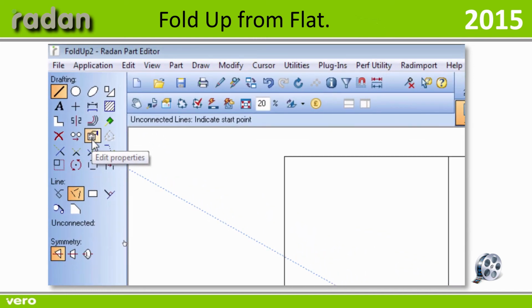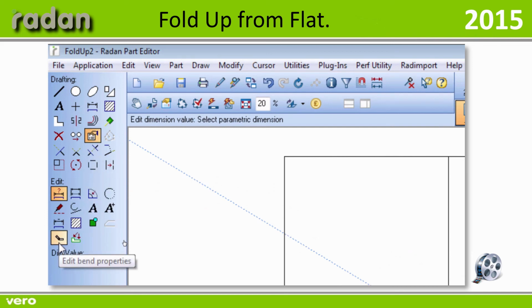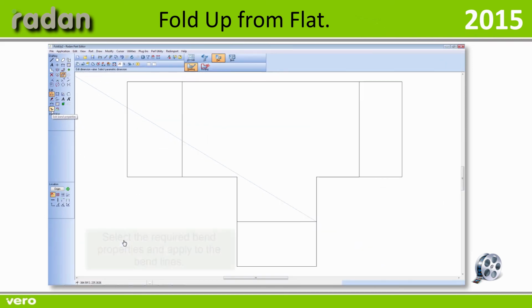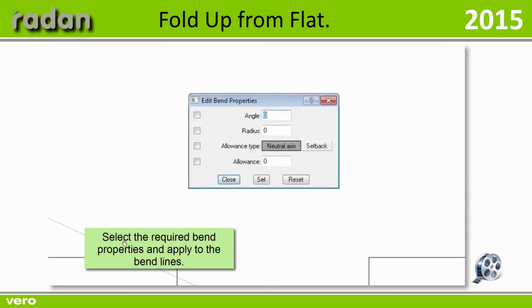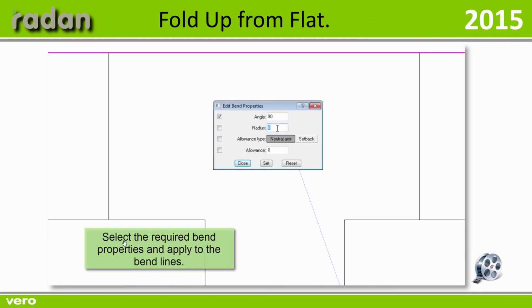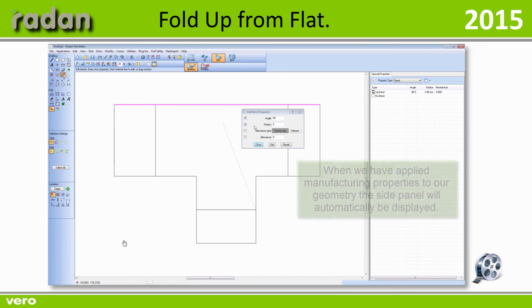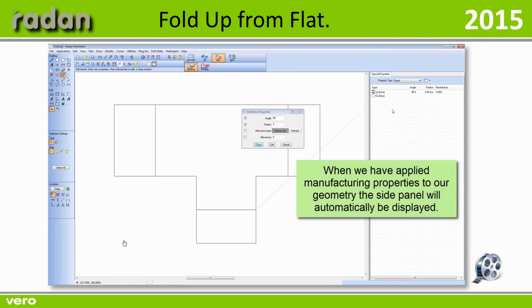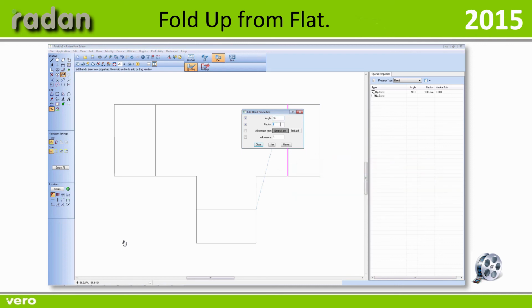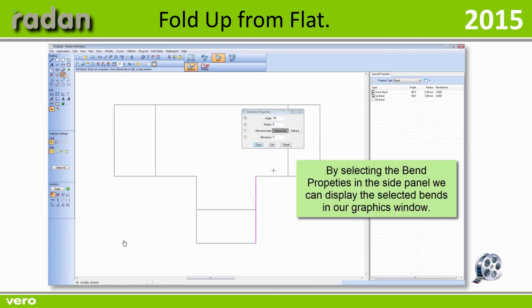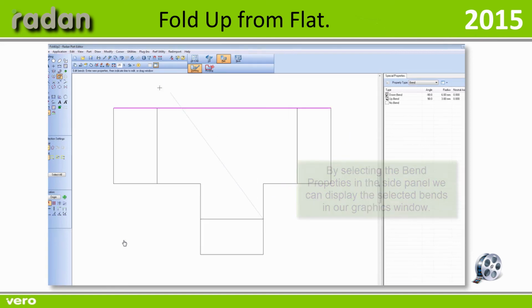If I go into Edit Properties, Edit Bend Properties, this will call up the dialog box and I will be able to input my bend information. So in this case my bend angle, my bend radius. By selecting the lines, instantly the right hand panel appears showing that I've got manufacturing properties assigned to some of the geometry in this part. Once I've assigned all of my bend parameters, I just check that I've got the right lines assigned, and I can then go off and fold up from flat.